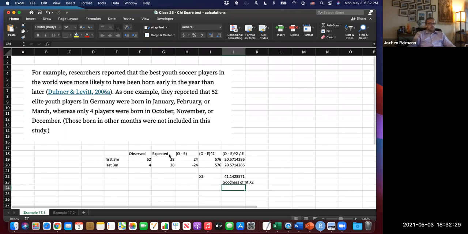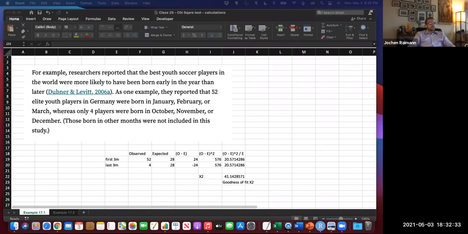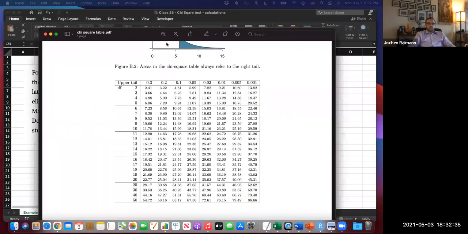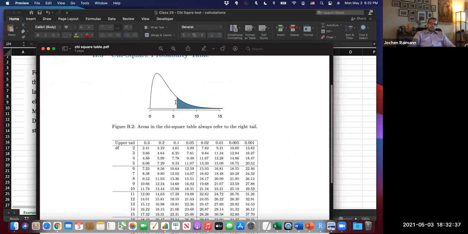And this is the chi-squared, which you then use to compare it to your critical threshold. So now with 41, you are significantly rejecting a null hypothesis.